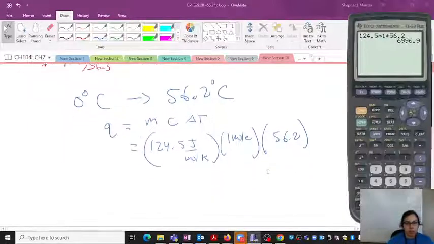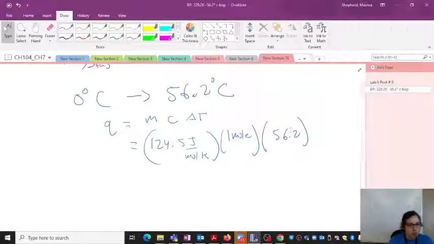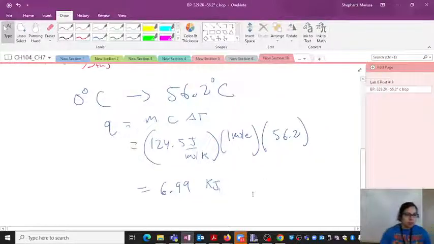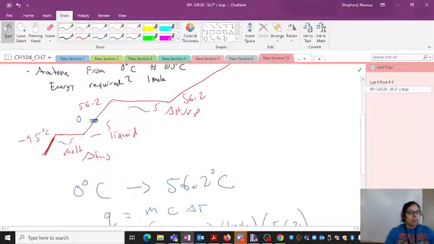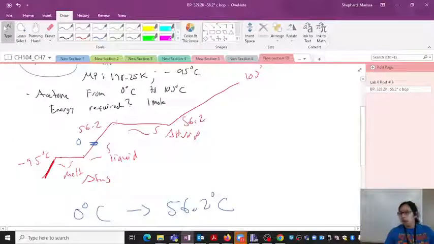So then we get, and this is in joules, I'm going to convert it to kilojoules. So this gives me 6.99 kilojoules then. So now we've heated our acetone from 0 to 56. So now we're here. And so now we need to figure out how much energy it takes just to do that state change.